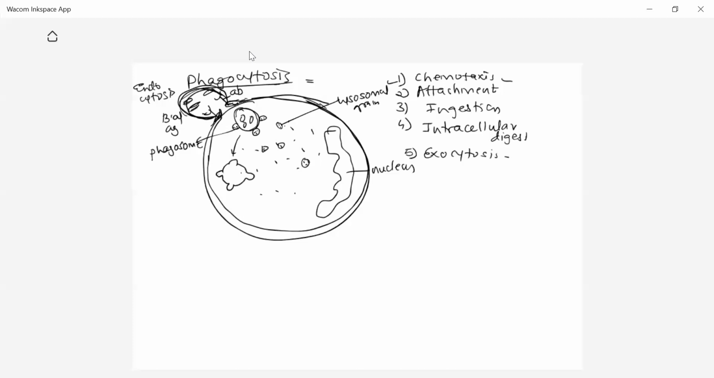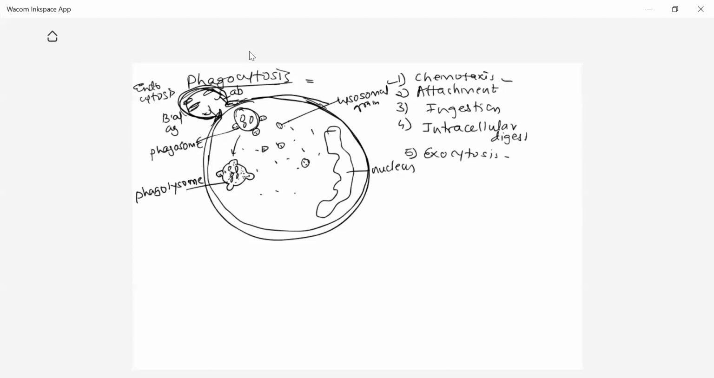So the lysosomal content is liberated in the phagosome where your antigen is. Our aim is to destroy this antigen. As it was fused with the lysosome, this structure is called a phagolysosome. Once the phagolysosome is formed, the lysosomal content is liberated in the phagolysosome. Now what is the lysosomal content, and how is this antigen digested?